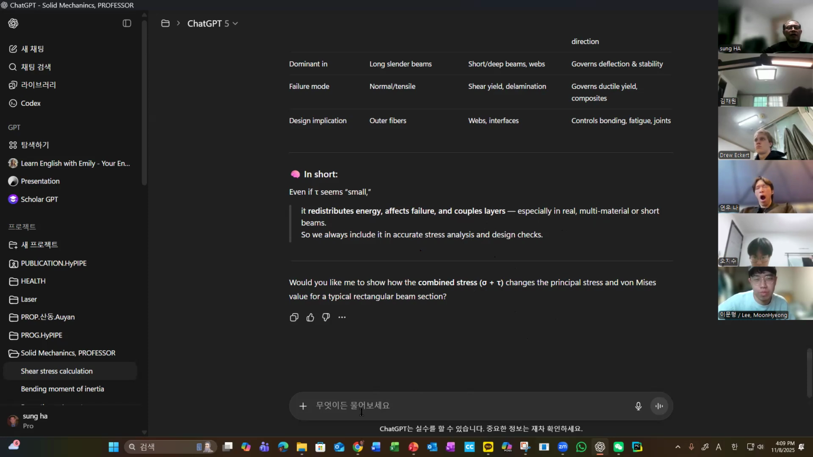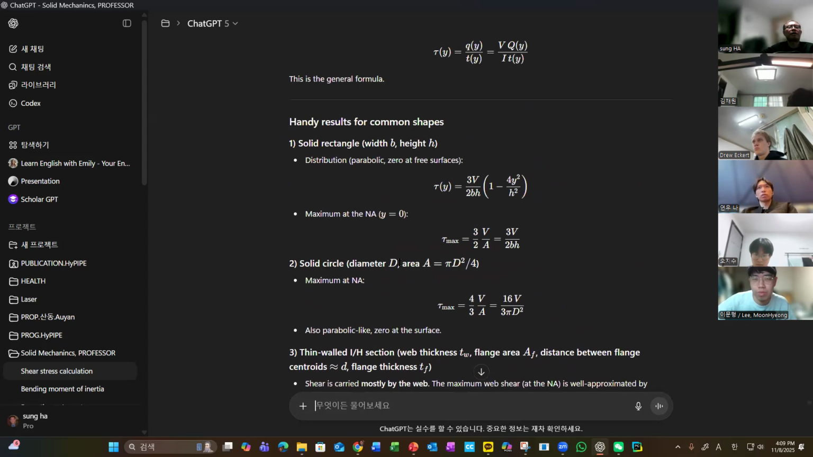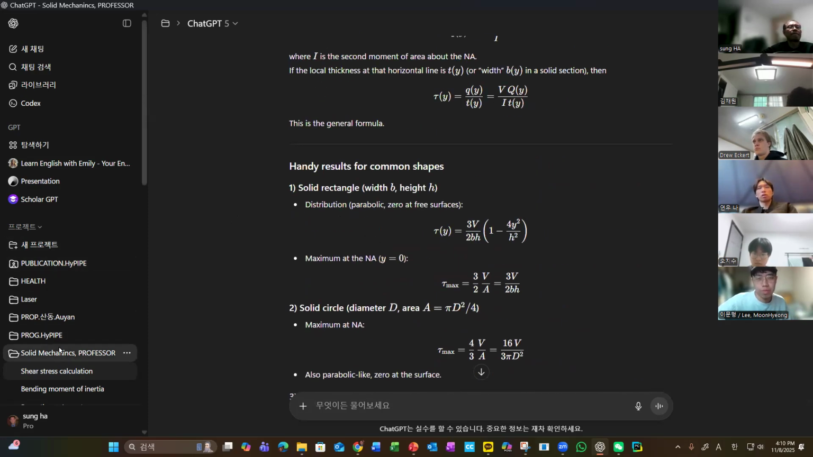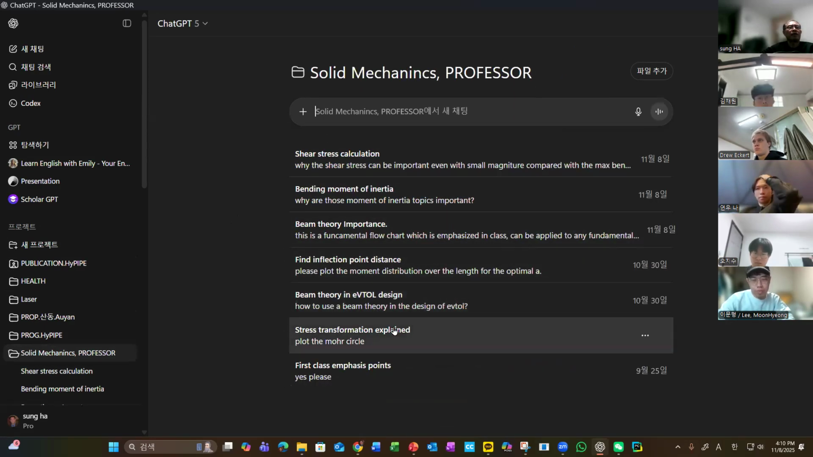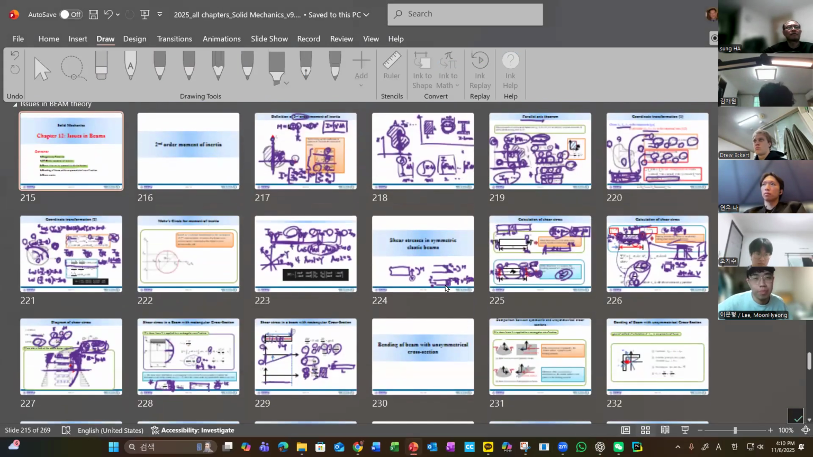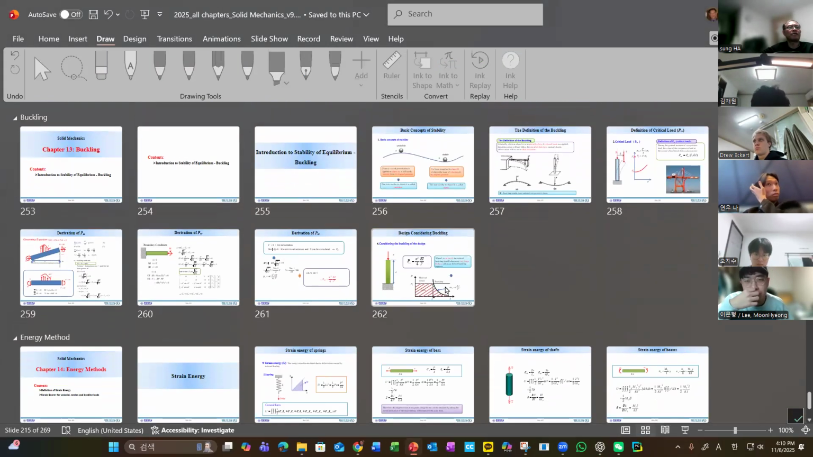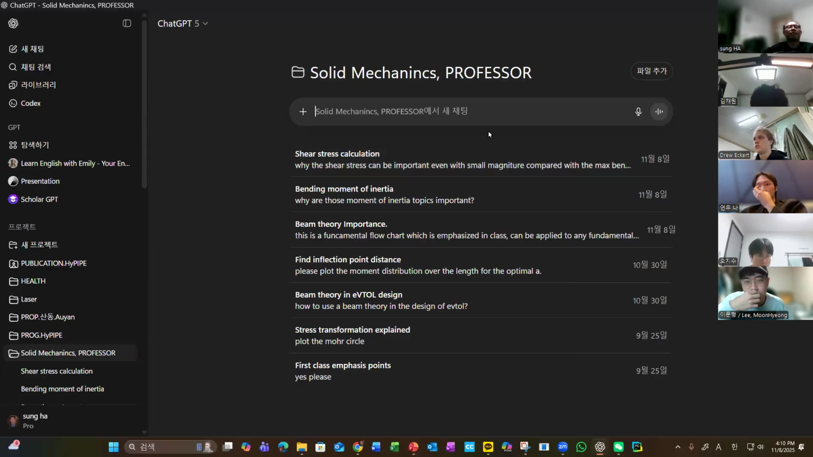Okay, that's the topic we can cover today. So we have a certain point. That's the kind of overview of our class in beam theory and special issues. Next one is buckling. But rather than before we go to buckling, we would like to cover more about the practical applications.